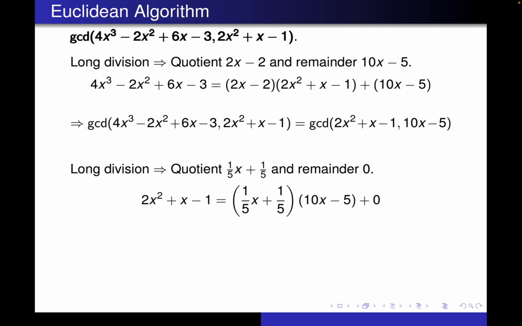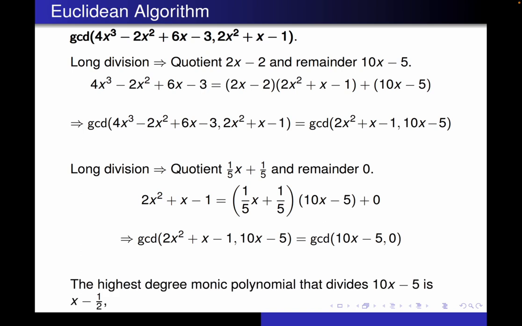And so we get 2x^2 plus x minus 1 equals (1/5 x plus 1/5) times (10x minus 5) plus 0. And that means that our GCD of 2x^2 plus x minus 1 and 10x minus 5 is the same as the GCD of 10x minus 5 and 0. That is clearly going to be 10x minus 5, except that it is not a monic polynomial. So what we're going to have to do is multiply that polynomial by 1/10 to get x minus 1/2, and that gives us the GCD of our original two polynomials.